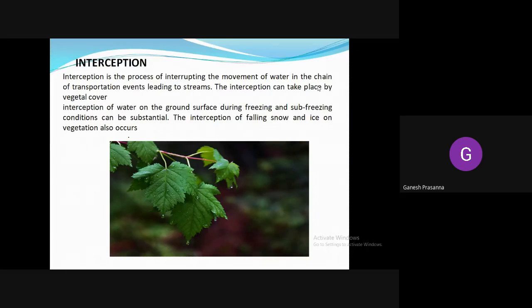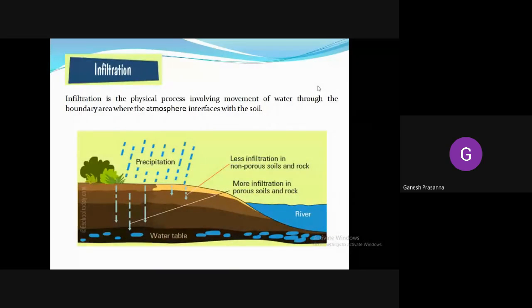Infiltration is a process wherein the movement of water takes place through the boundary area where the atmosphere interfaces with the soil. It is the movement of rainwater through the layers of the soil to form the water table or the groundwater. This is the percolation of the waters. Some part of the rainfall that falls on the ground has to reach the water table and enrich it, which is called groundwater.